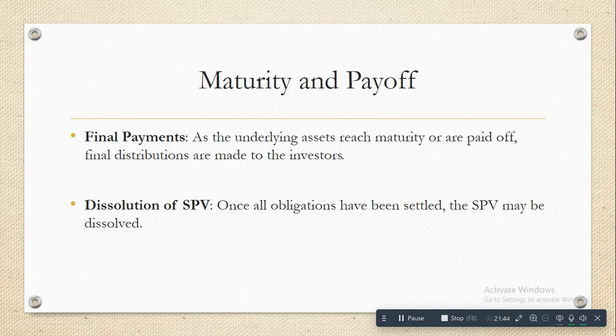Maturity and payoff. So final payments. As the underlying assets reach maturity or are paid off, final distributions are made to the investors. So we have issued securities. These securities will have a date on which they mature. It's similar to a bond. So it will have a maturity date on which the amount that you have invested will be repaid along with the interest or the benefits and the returns that were outlined during your transactions. So this is the final payment that is done.